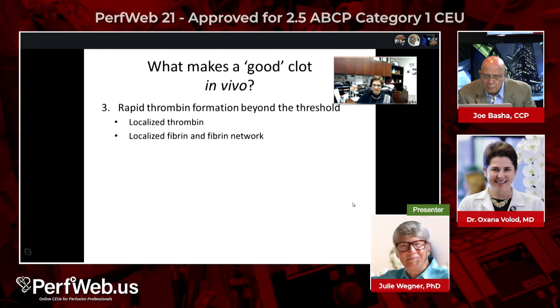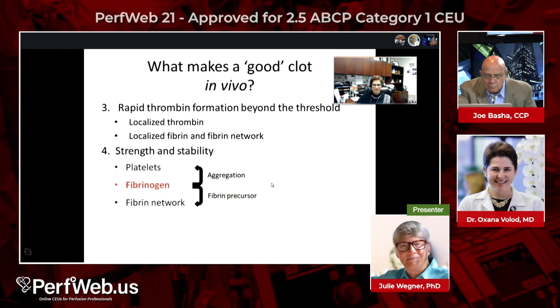All right, next is rapid thrombin formation beyond that threshold. What happens there is you get localized thrombin generation, and once you get localized thrombin generation, you get localized fibrin network creation, or structural formation. That's important to make sure you have the stability of the clot. And then finally, you get strength and stability. Here it demonstrates that for strength and stability, you need platelets, fibrinogen, and that fibrin network.